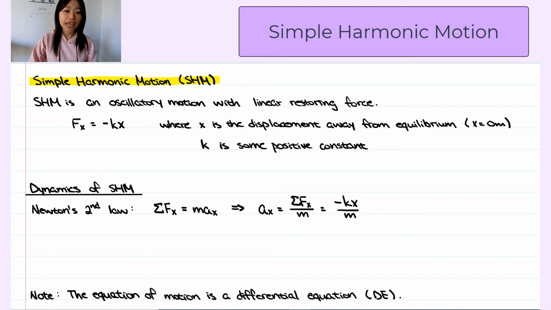We also know from mechanics that acceleration is the second derivative of x, the displacement. So we can write the equation of motion as the second derivative of x equals negative k over m times x. And that is our equation of motion. And note that this equation of motion is a differential equation. It involves the second derivative and the x.